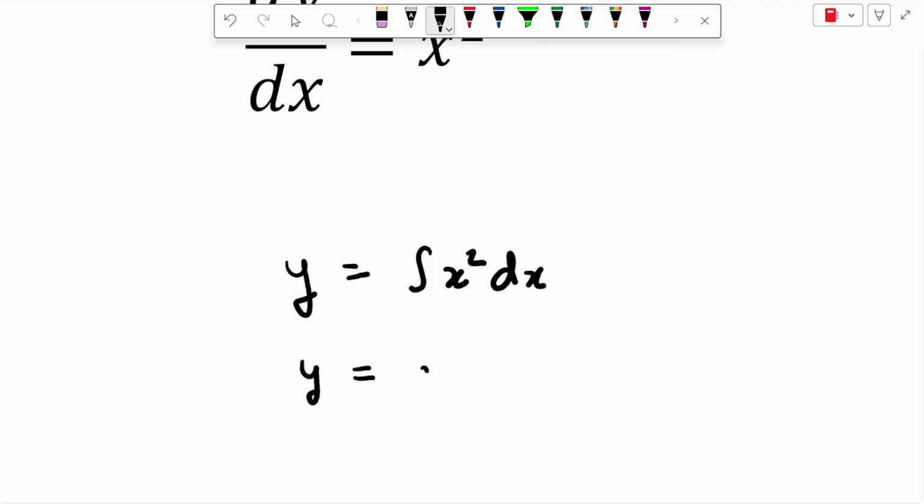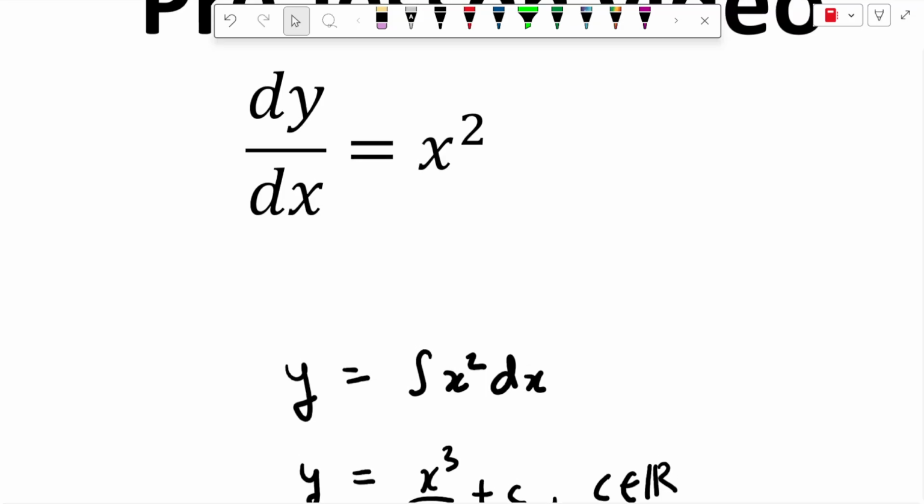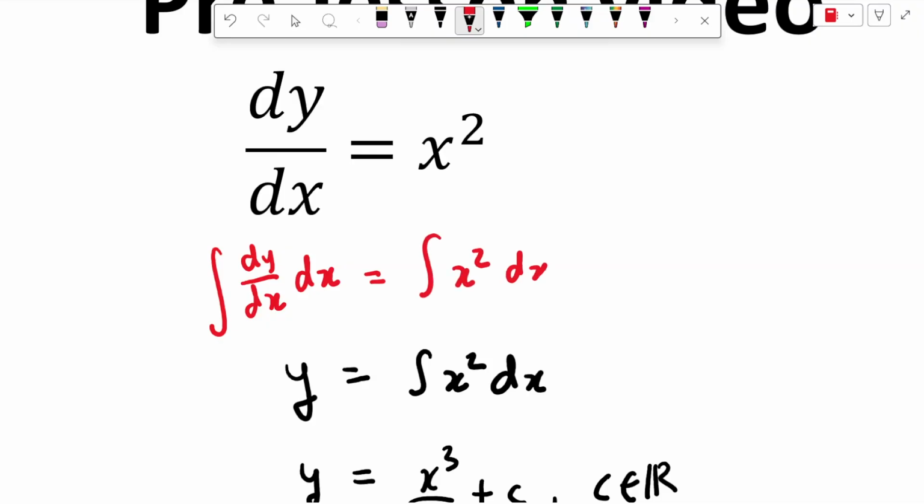So y should be x cubed over 3 plus c. C is some real number. But what are we actually doing when we do this? Well, sort of we're integrating both sides with respect to x. So you can think of a middle step here, the integral of dy/dx with respect to x over here, and then this is just the same thing, the integral of x squared with respect to x. We have integrated both sides.